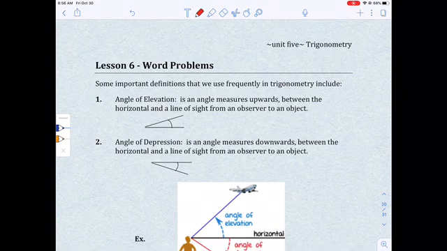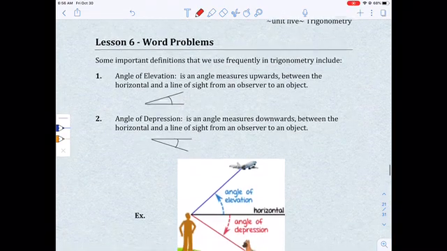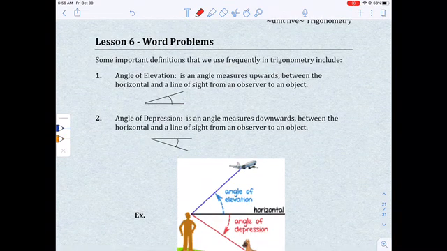Okay, so for lesson 6 on word problems, a couple of quick definitions that we often run into are angle of elevation and angle of depression. Whenever I see these phrases, the first thing I want to do is draw myself a horizontal line.